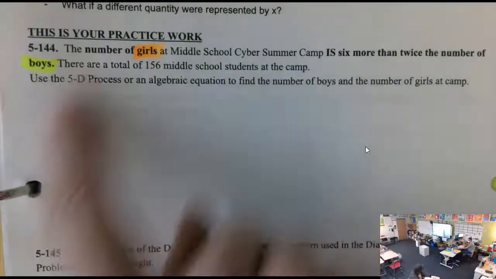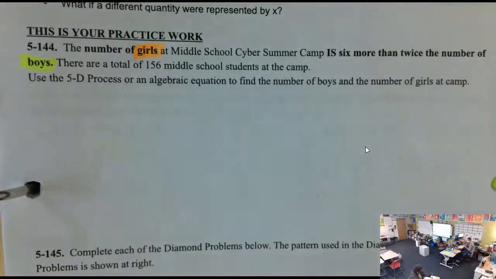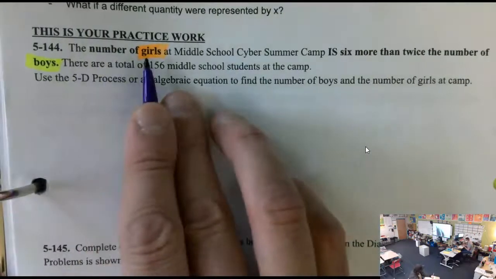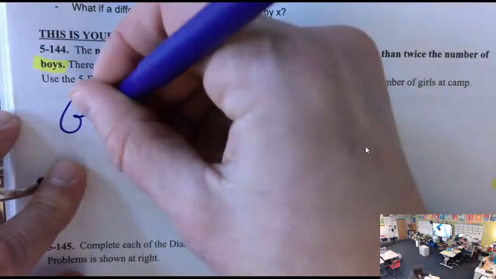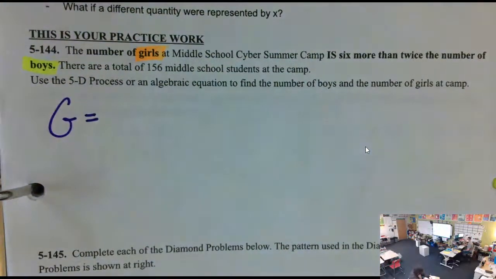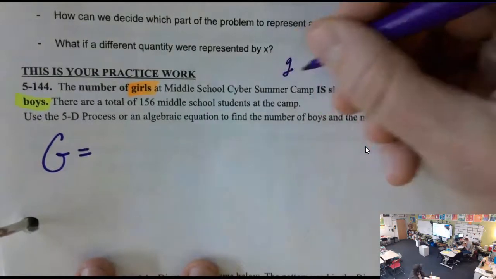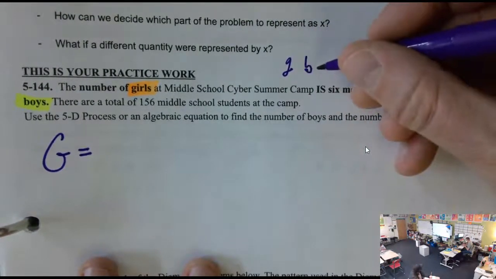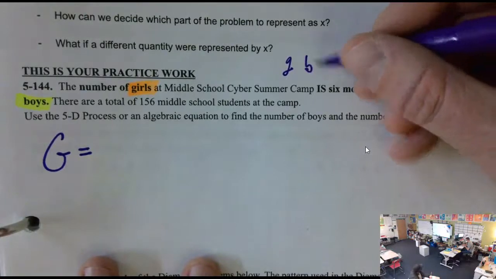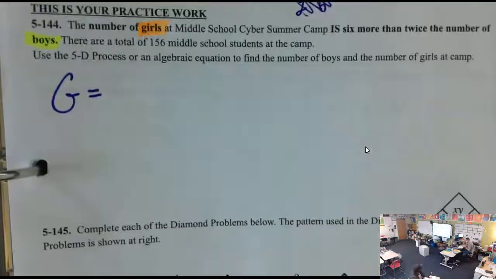It says, if you don't have work here, please do this with us right now if you don't have 144 done. The number of girls is, so I'm going to write G equals. I like using capital letters, especially when the lowercase letter looks like a number. Because guys, think about this. If I use lowercase g, it sort of looks like 9. And if I use lowercase b, it sort of looks like 6. So I'm not going to use lowercase g and b because those look like numbers. So I'm going to use uppercase.